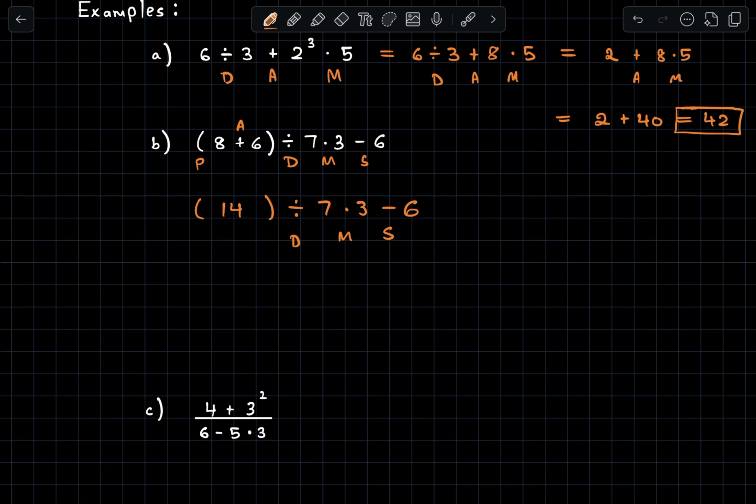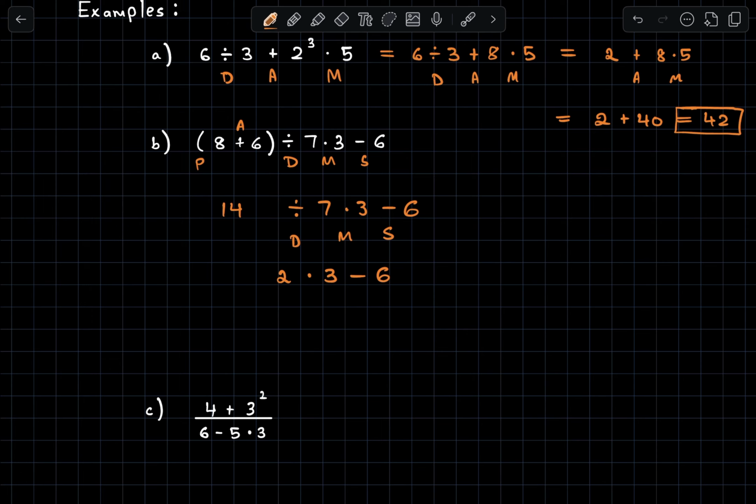And I actually don't need these parentheses anymore, right? So I've simplified whatever was inside. I've done that job already, so I can drop the parentheses now. So now we consider multiplication and division. We're going to consider whichever one comes first from left to right. Division comes first. 14 divided by 7, that's going to give us 2. Multiplied by 3, minus 6.